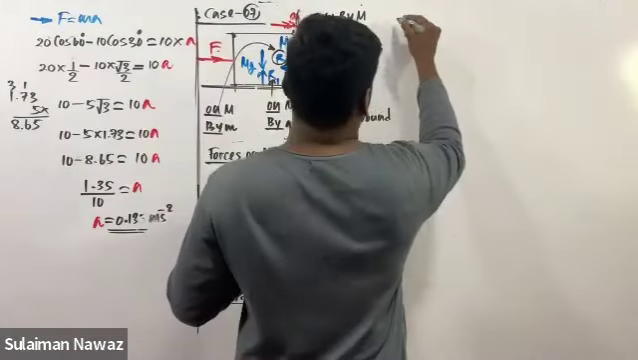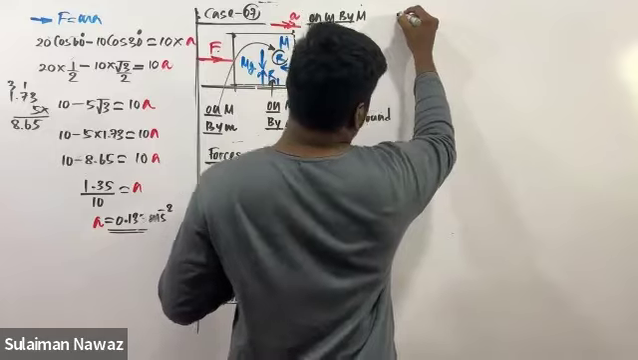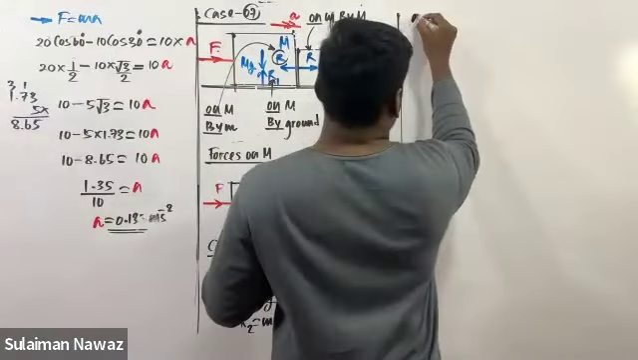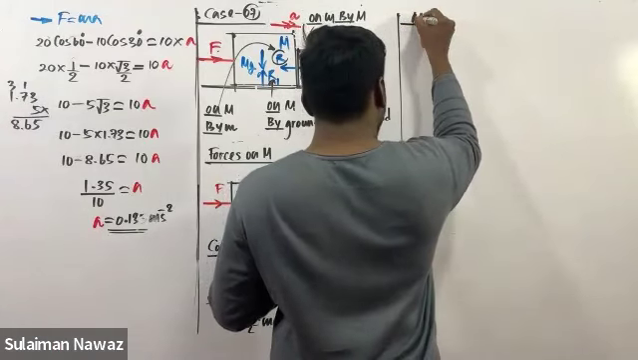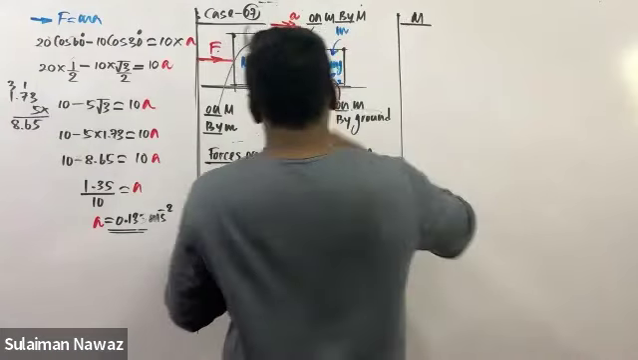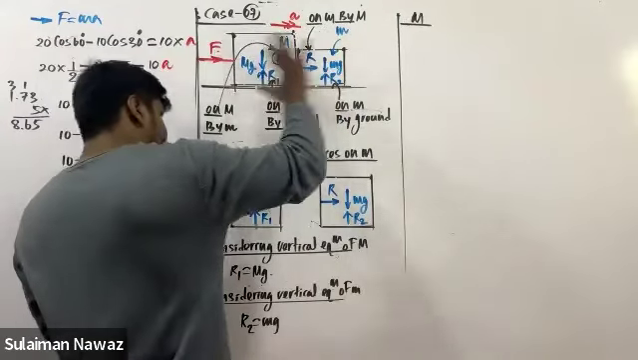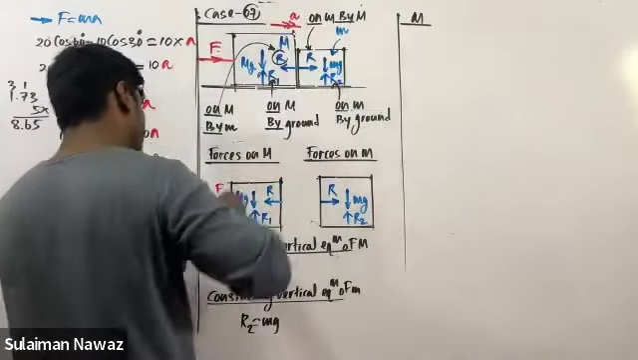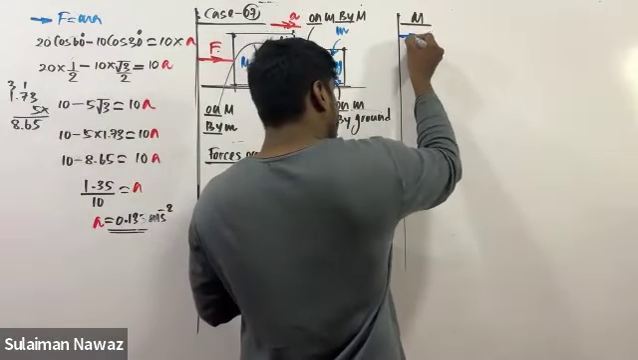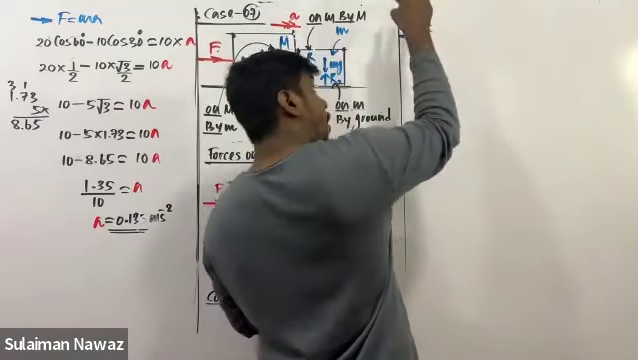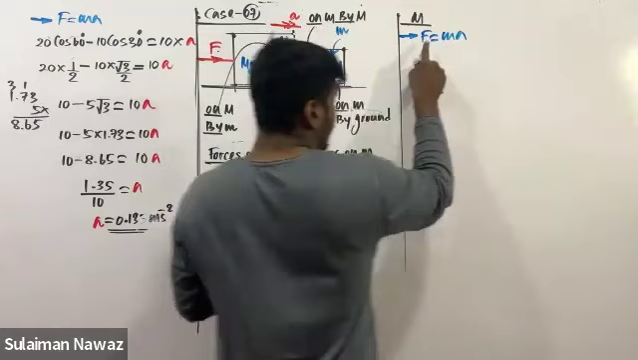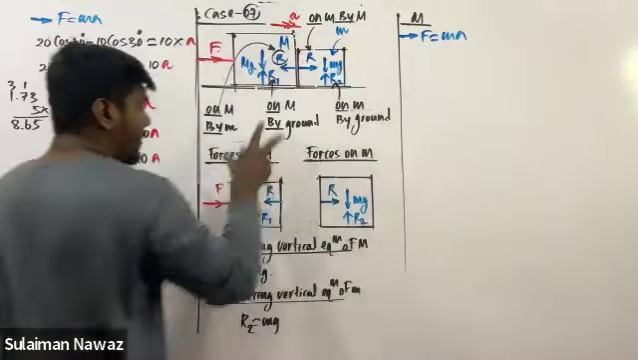Let's consider capital M. If I apply F equals ma on capital M, because the entire system is moving to the right side direction with the same acceleration, the resultant force on capital M.